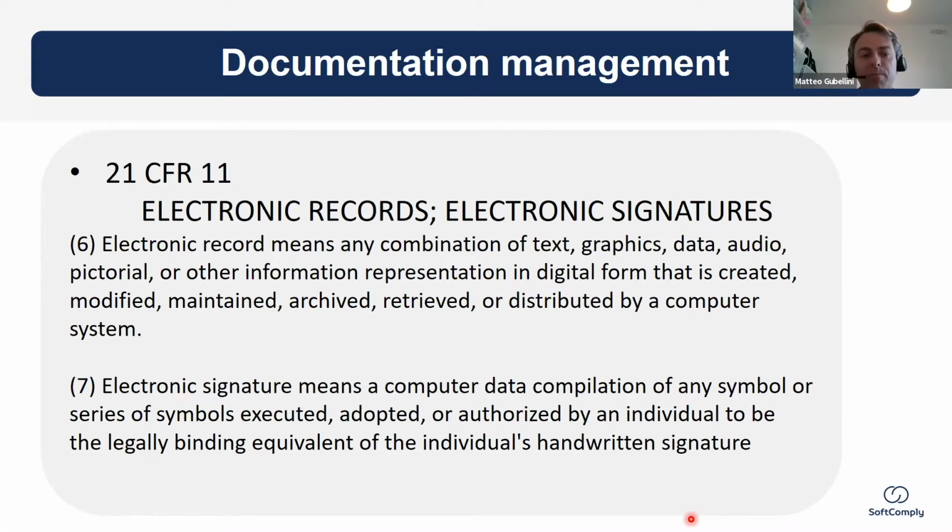of regulation. What are electronic records and electronic signatures? So these are the definitions. Electronic record means any combination of text, graphic, data files, or electronic version of a physical document, basically, but it could be more than a document. It could be a specification. It could be data from a test. It could be absolutely anything.